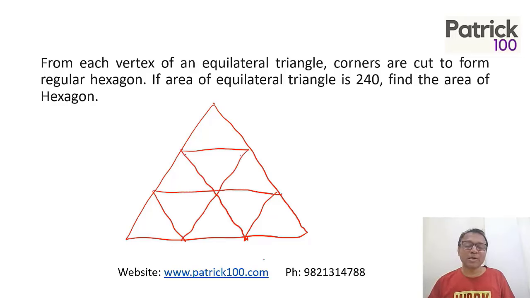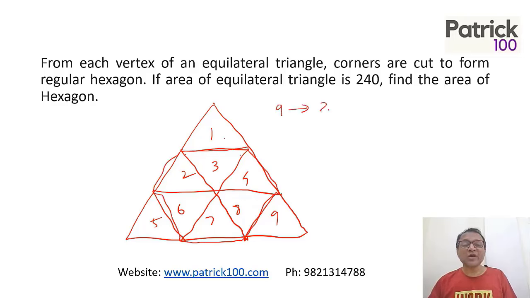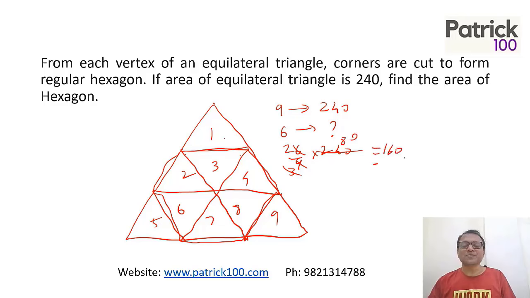If you look at it, the whole triangle is formed of 9 smaller equilateral triangles, from which the hexagon forms 6 equilateral triangles. Which means 9 equilateral triangles stand for an area of 240. So 6 equilateral triangles will be how much? 6 upon 9 into 240. You will get the answer as 160.